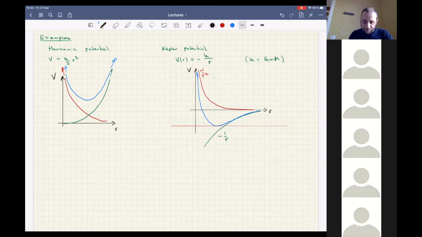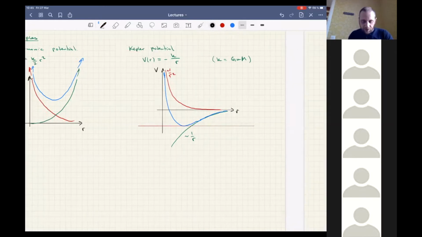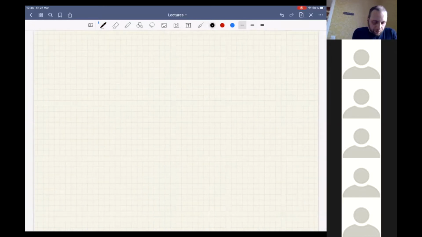Okay, so another thing that I wanted to discuss is what's called orbital precession.